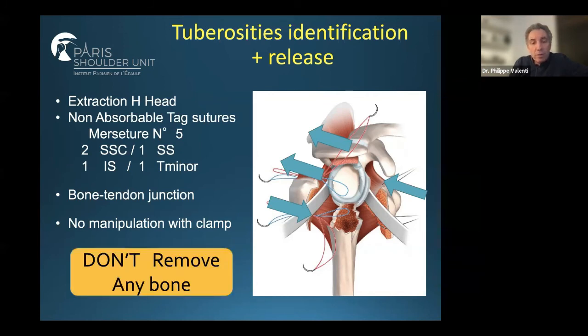A crucial point in the fracture is to not remove any bone, because many times the fracture doesn't respect the calcar, and if you remove the bone medially, the risk is to put the prosthesis too low, and after you have to put a spacer. So don't remove any bone in a fracture.